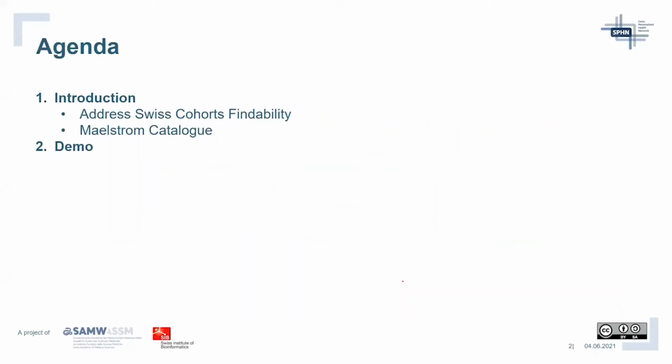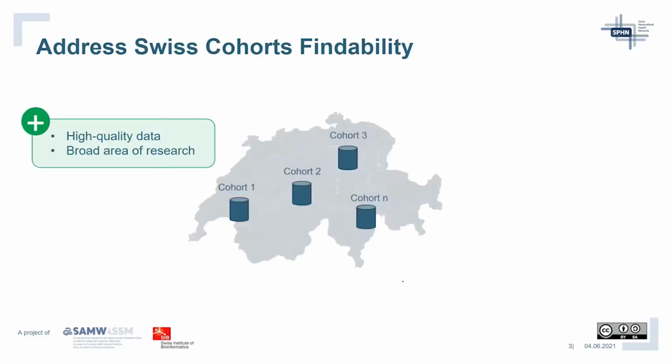This presentation will be divided in two main parts. First, I will give you a quick introduction to the motivation that led to the adoption of Maelstrom as a metadata catalog for Swiss cohorts, and successively, I will guide you through the catalog itself, showcasing its core functionalities. But let's begin with why a metadata catalog for cohorts is useful and in line with SPHN endeavors.